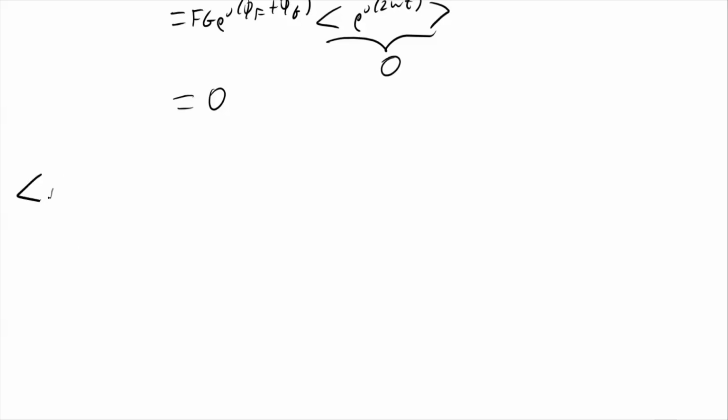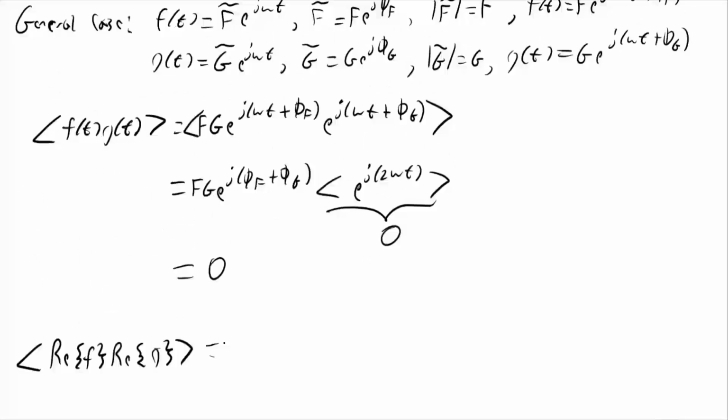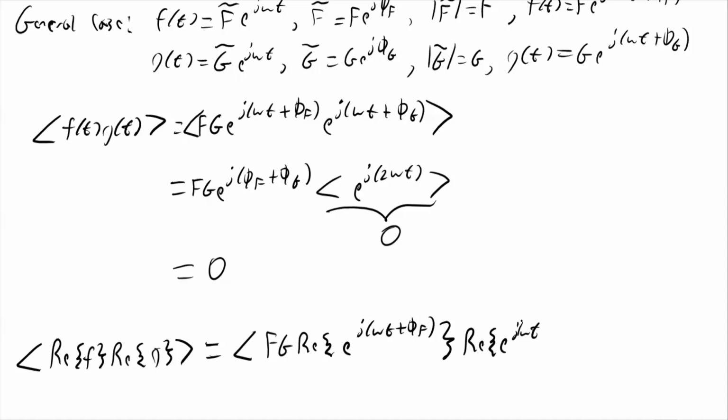So we want to take the time average of the real part of f times the real part of g. So let's plug that in. What is f and g? We have the real part, so we have f times g, those are real numbers, times the real component of e to the j (omega t plus phi f), times the real component of e to the j (omega t plus phi g).